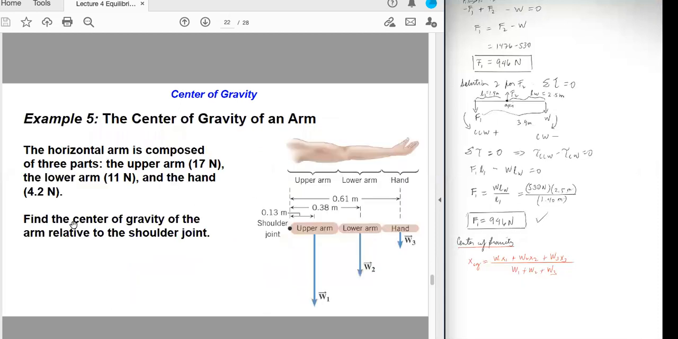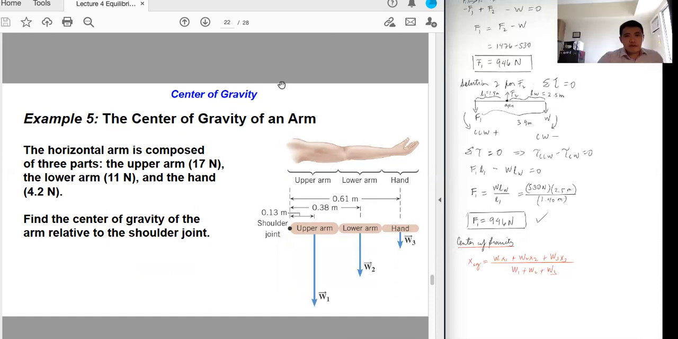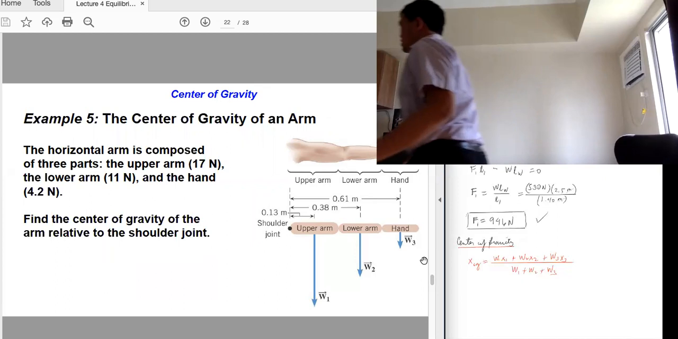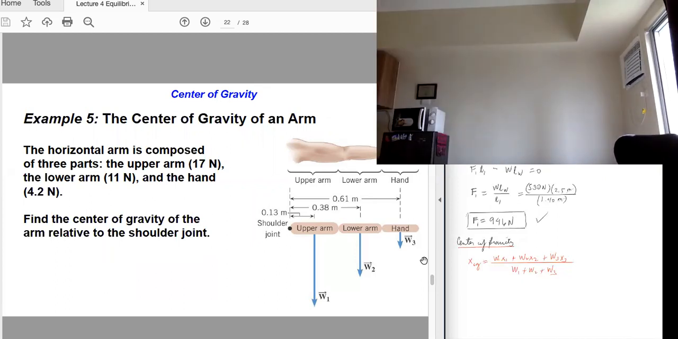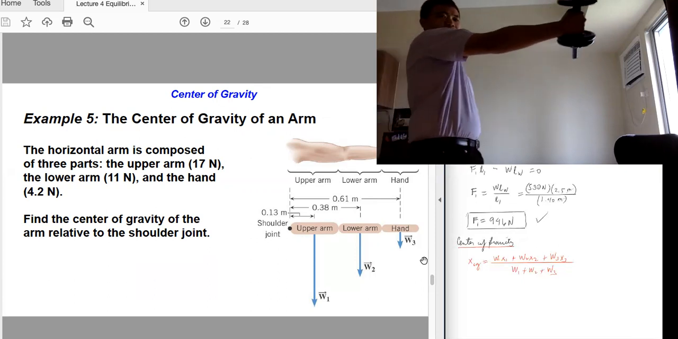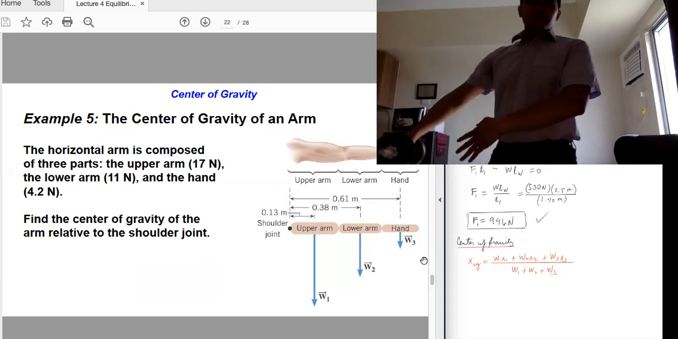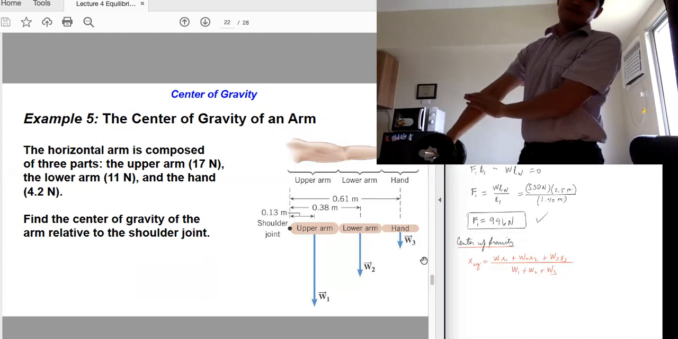Let's have an example. We're talking about the body. So, kunyari, yung kamay mo, saan yung center of gravity ng kamay? Kung nag-exercise ka, for example, pag meron kang weights na buhat-buhat, nagbabago yung center of gravity mo. So, may weight ako dito. Kung ganyan, diba center of gravity more or less dito? Pero pag dito, lalipat dito yung center of gravity, ang bigat.